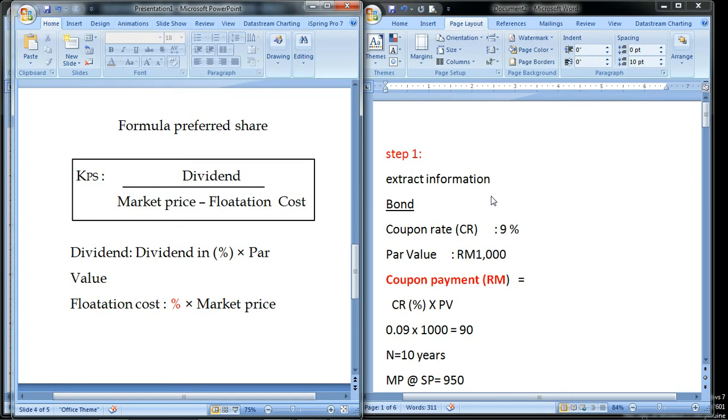So we continue our next video. I have taught you all on cost of bond, correct? Now we proceed with cost of preferred shares. So how to calculate cost of preferred share class?